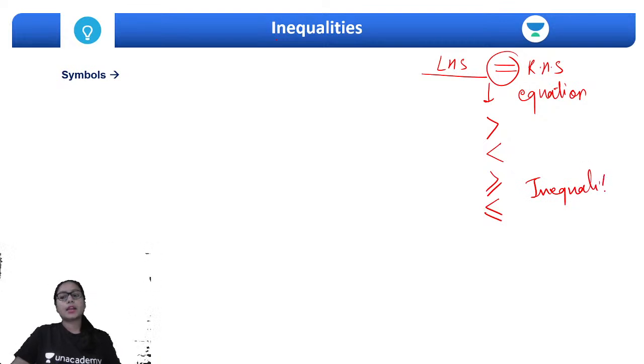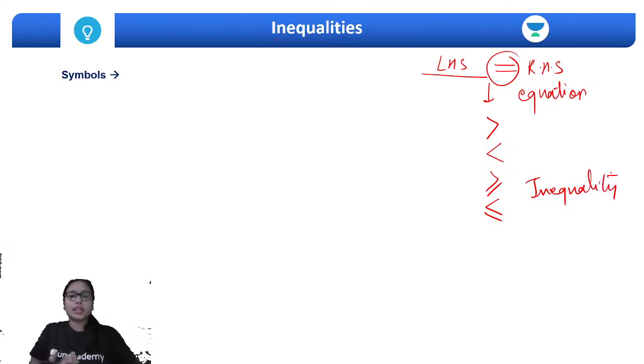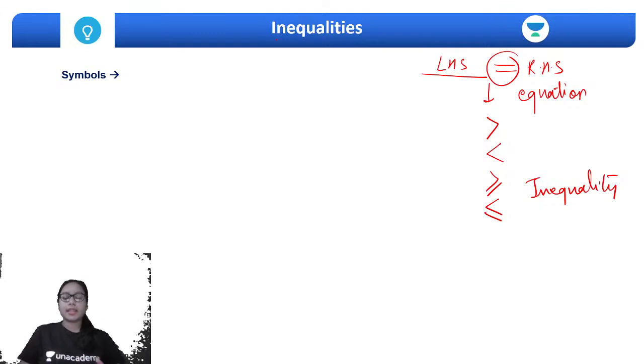Now the way to solve an inequality is somewhat the same as that of an equation. You will have to solve the inequality in a similar manner, but there are certain pointers that you need to keep in mind while solving an inequality.